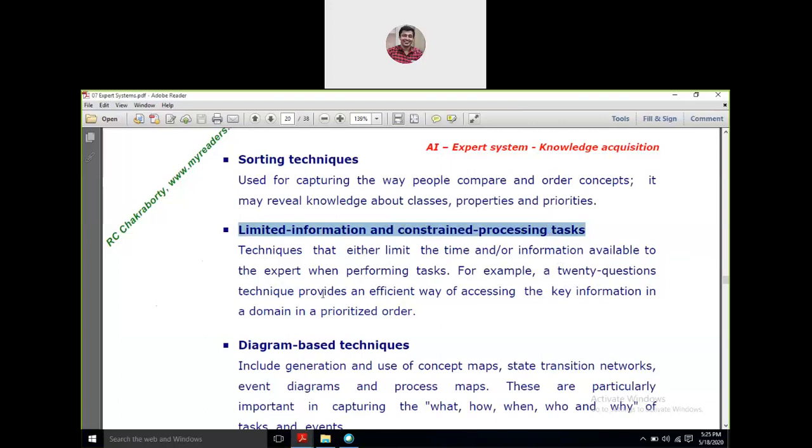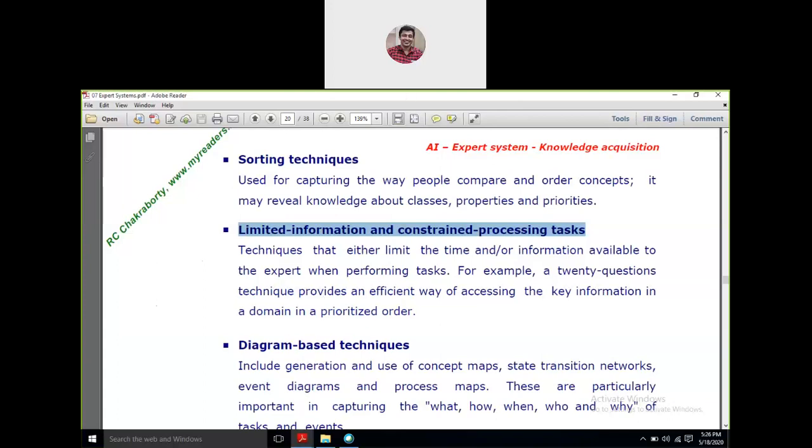Next one is limited information and constrained processing tasks. These are techniques that limit the time and or the information available to the expert while performing a particular task. Why do we generally do it? If I am approaching an expert and talking with that person, it may happen that he would like to give me a set of information which I don't require or need.